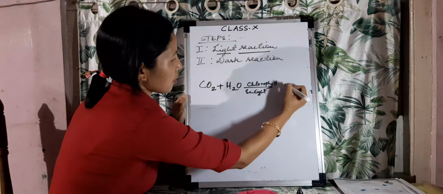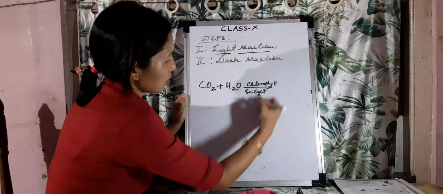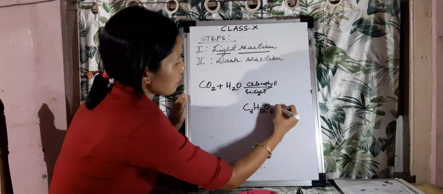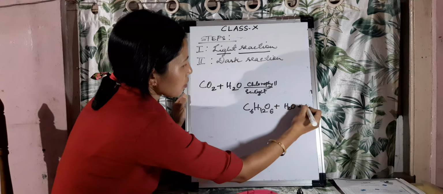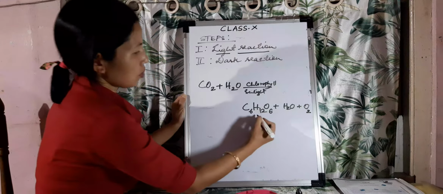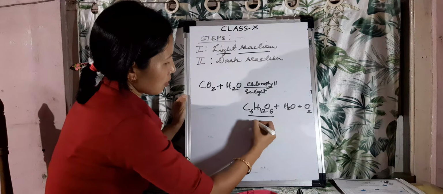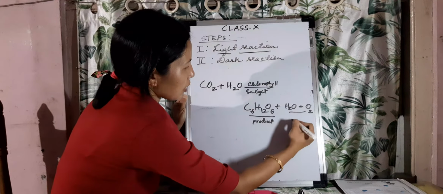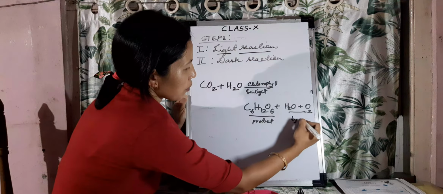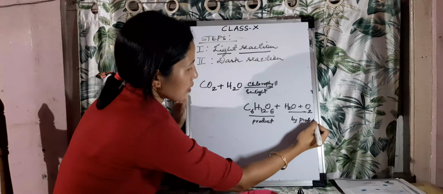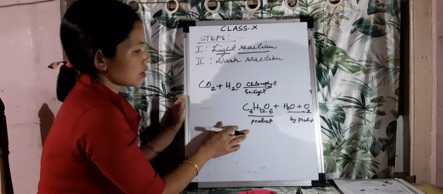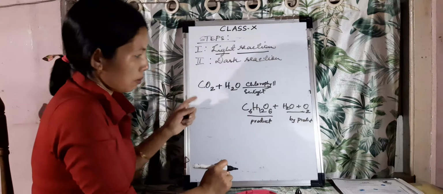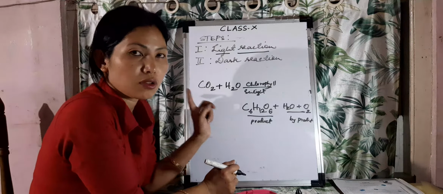gives, I will write down here, glucose, C6H12O6, plus water plus oxygen molecule. So this is the product. This is known as the product, and these two are the byproducts. So the product of photosynthesis is glucose, and the byproducts are water and oxygen molecule. But you can see our chemical reaction is not balanced.